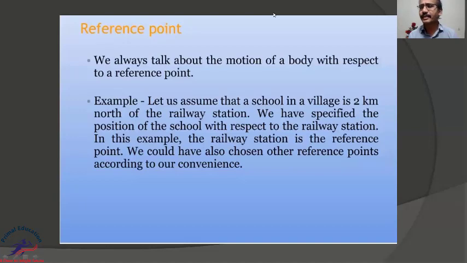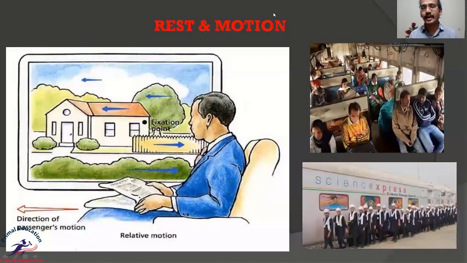Now, a simple example. Every student is coming to school from their houses. From the house you are coming to school, the house is a reference point. School is the destination. A person has changed place from house to school. The house is a reference point. Clear? Now, rest. What is rest?